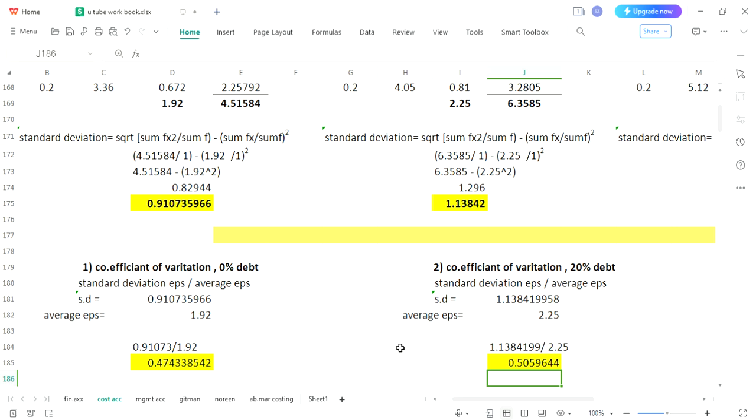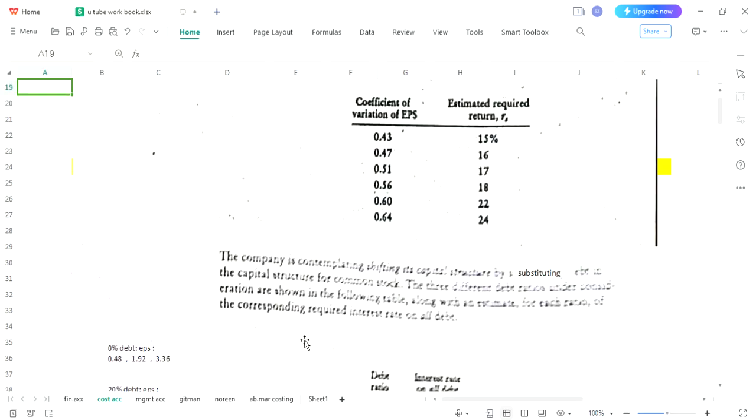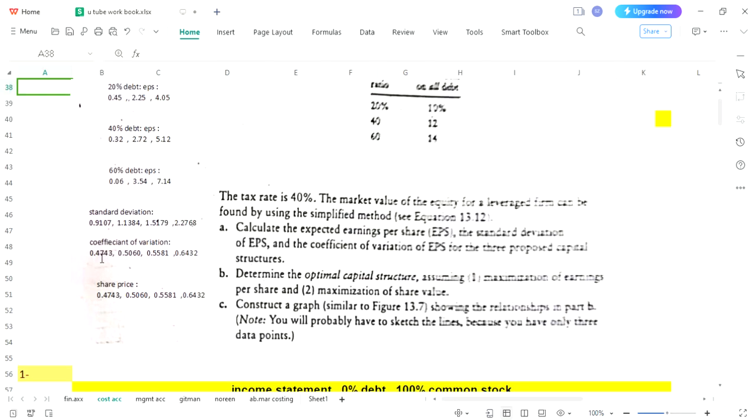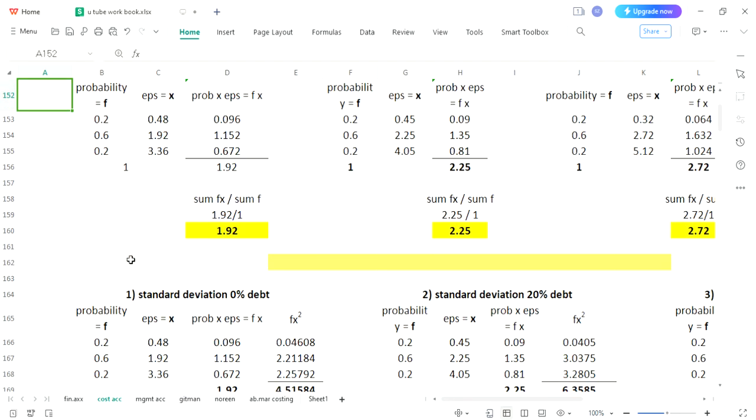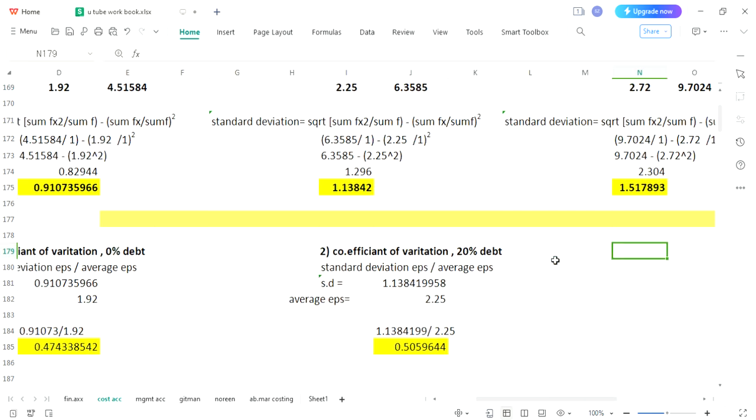So we have got our second CV, 0.5059. It may be 0.5056. We haven't checked the answers. Let's see. First CV is 0.47. So here your first CV is 0.47. Second is 0.50. So the second is the same. The answer has been rounded off. So two answers are completed.